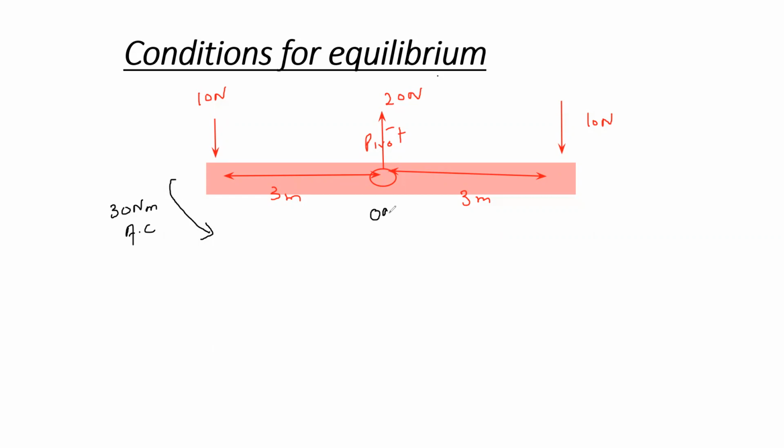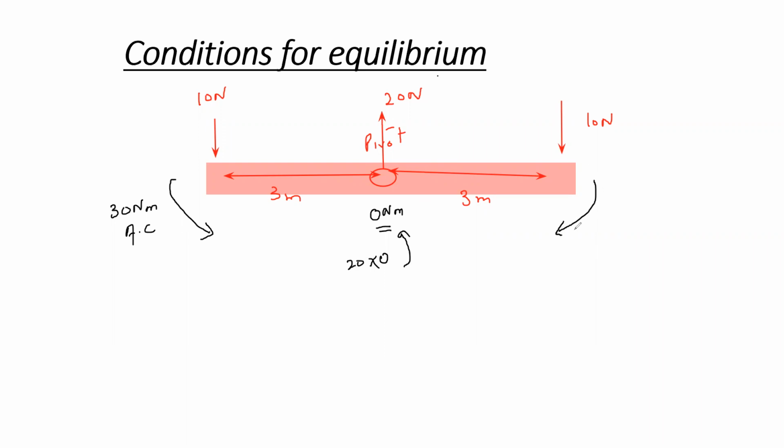It will produce 0 newton meter. Why will it produce 0 newton meter? Because there is a force, but what about the distance from the pivot? Because it is acting on the pivot, so its distance is 0. Force is there, 20, but because the distance is 0, that's why. So whenever a force is acting on the pivot, it does not cause any rotation.